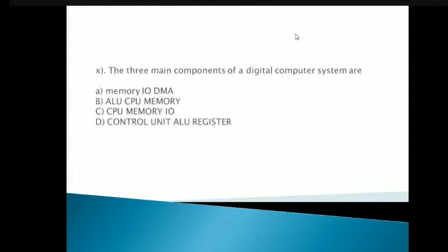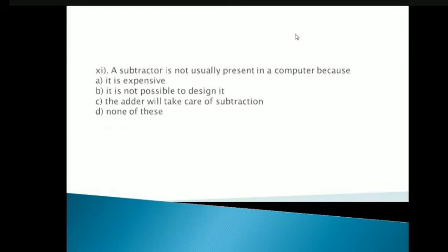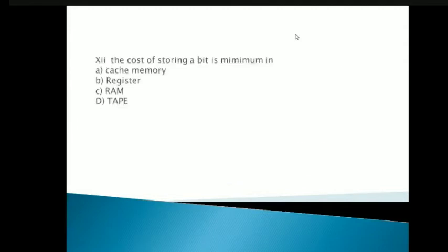The three main components of a digital computer are definitely CPU, memory and IO. A subtractor is not generally present in a computer because it is expensive. It is not possible to design it. The adder will take care of subtraction. Definitely, the adder takes care of subtraction. The cost of storing a bit is minimum in tape.